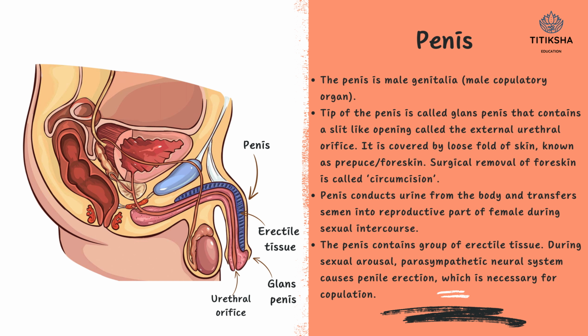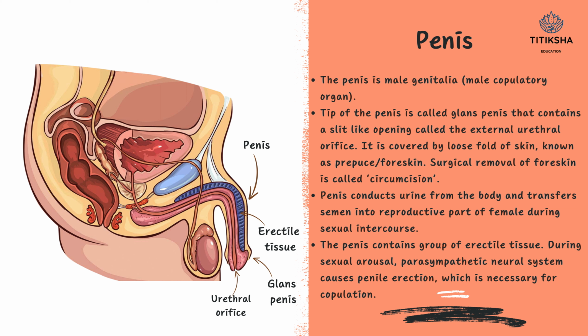Penis. The penis is male genitalia, male copulatory organ. Tip of the penis is called glans penis, that contains a slit-like opening, called the external urethral orifice. It is covered by loose fold of skin, known as prepuce or foreskin. Surgical removal of foreskin is called circumcision. Penis conducts urine from the body and transfers semen into reproductive part of female during sexual intercourse.